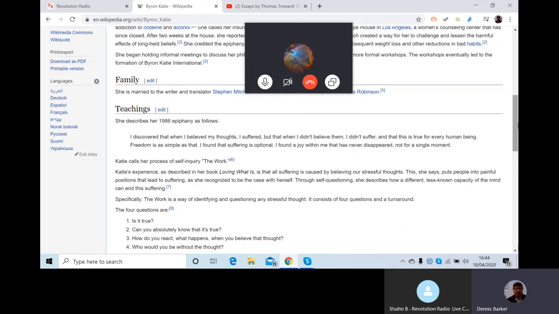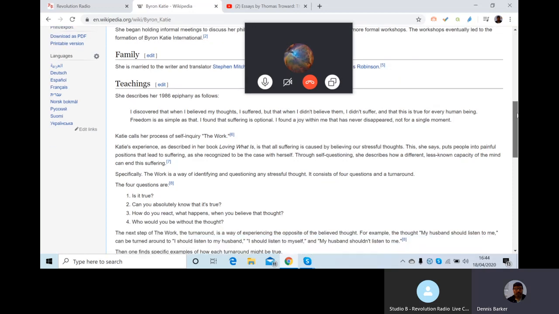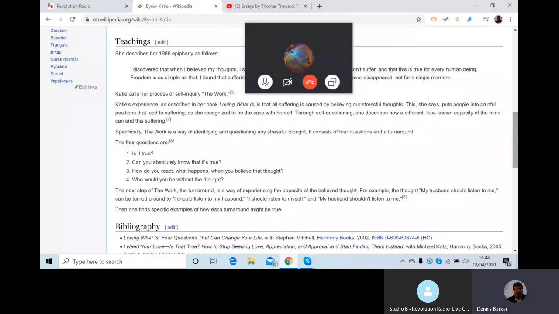She calls the process the work, and it's about questioning stressful thoughts. So the process itself is asking questions. You pick the thought that's disturbing you, or the thought that's a recurring theme that comes back when you try to push it away or whatever, and then you question it.